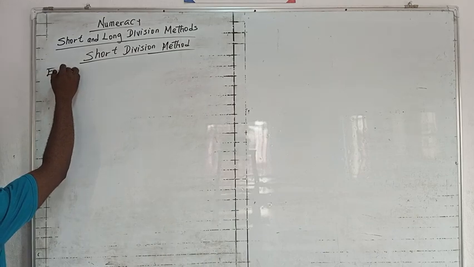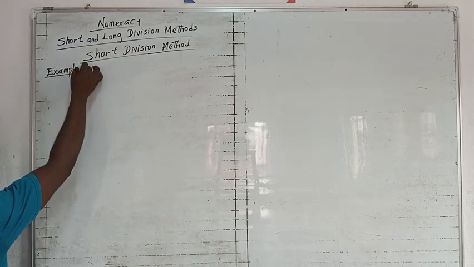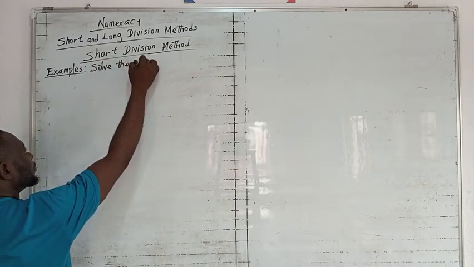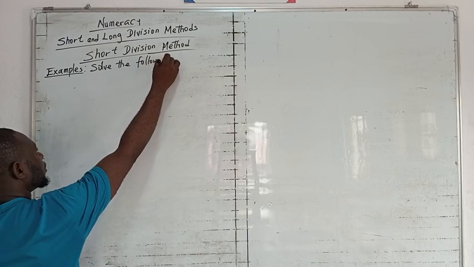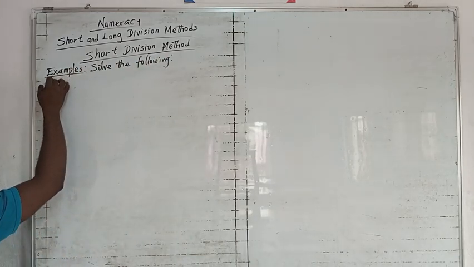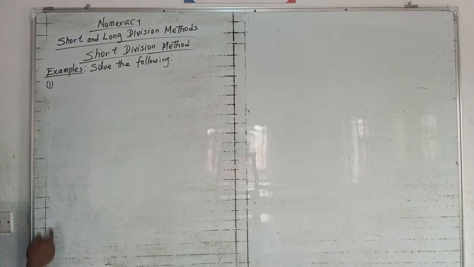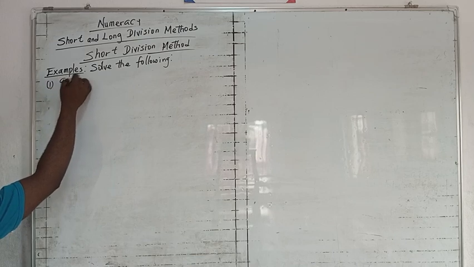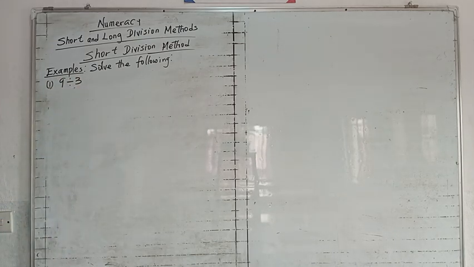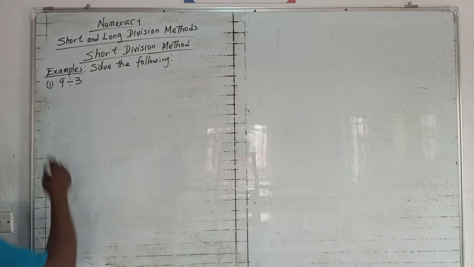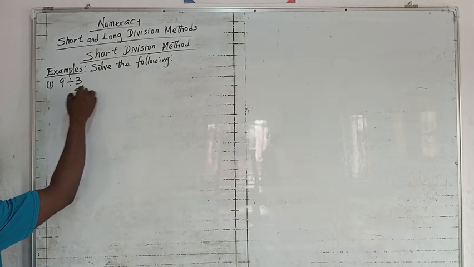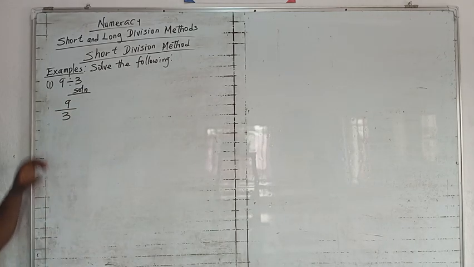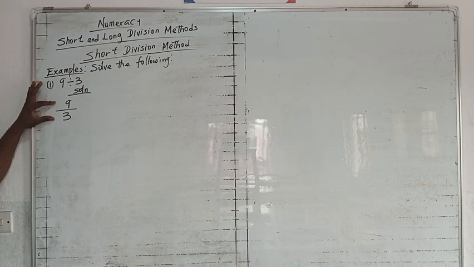Examples. Solve the following. Number 1. Let me have 9 divided by 3 by short division. Alright? So solution. 9 divided by 3. Short division is always arranged in this form, in a fraction form.